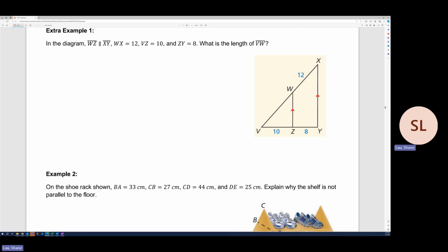And so in this question, it's pretty much the same thing. We're going to take the exact same approach here, just how we did before. Because we know WZ is parallel to XY, this is proportional. We're looking for the length of VW.